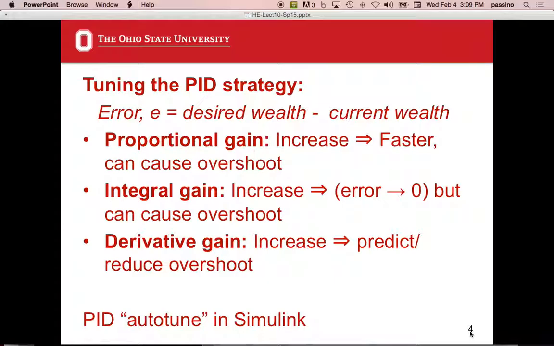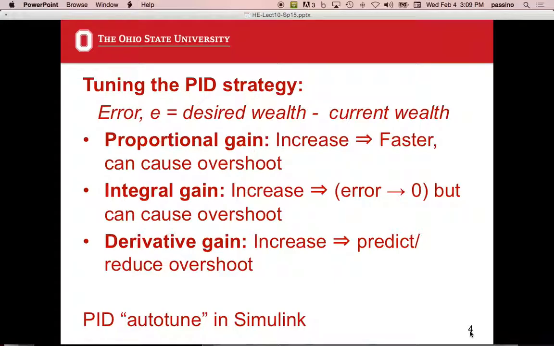And the way the tuning goes is that there's three gains in this thing, and you can tune each of those gains, and they have the effects that I show there. If I increase one gain, it'll have a faster response. If I increase this integral gain, it'll make sure that desired wealth and actual wealth go to each other and stay there.